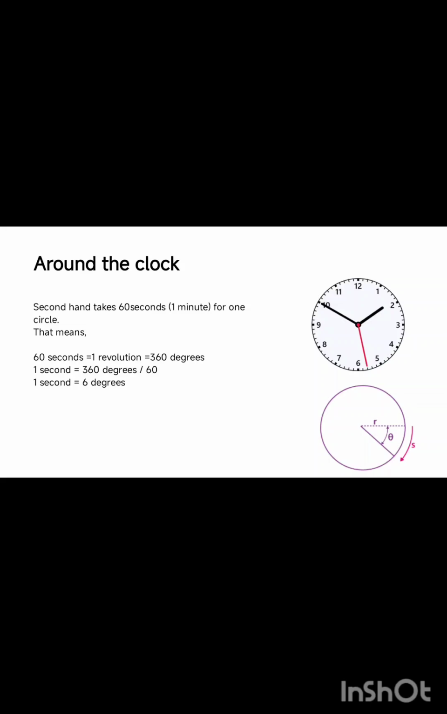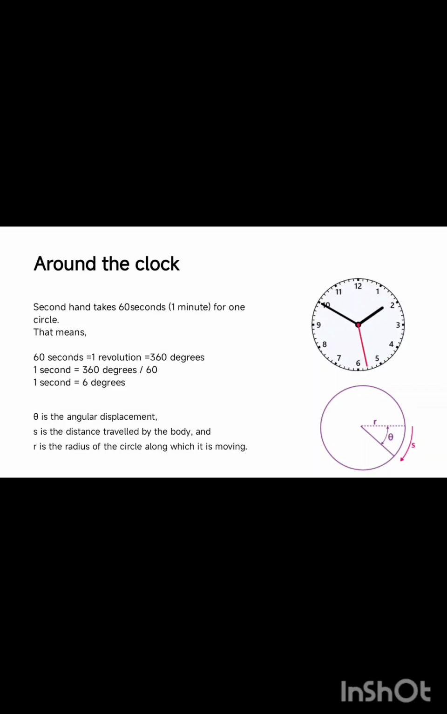If the second hand of the clock sweeps an angle of 6 degrees, that means that 1 second has passed. Similarly, if it sweeps an angle of 12 degrees, 2 seconds have passed. 18 degrees swept means that 3 seconds have passed. 24 degrees swept by the second hand means that 4 seconds have passed. So 1 second will be equal to 6 degrees for the second hand of the clock.